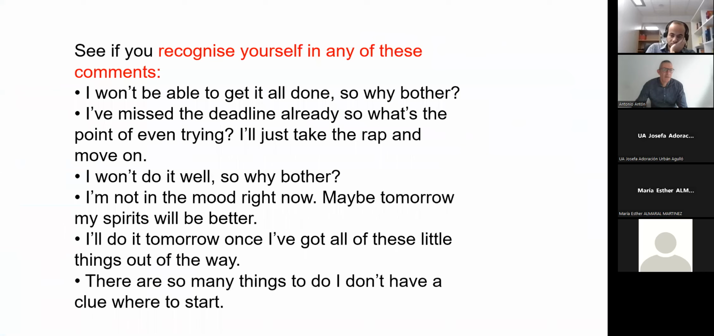So see if you recognize yourself in any of these comments. This is an exercise to see if you are a procrastinator. What I want you to do is make reflections. It's not necessary to say it out loud. If you want something private, I want you to respect that. What is important is to reflect on whether these questions make you recognize yourself in this area or not. You can see it as a mirror. You reflect yourself as a mirror.